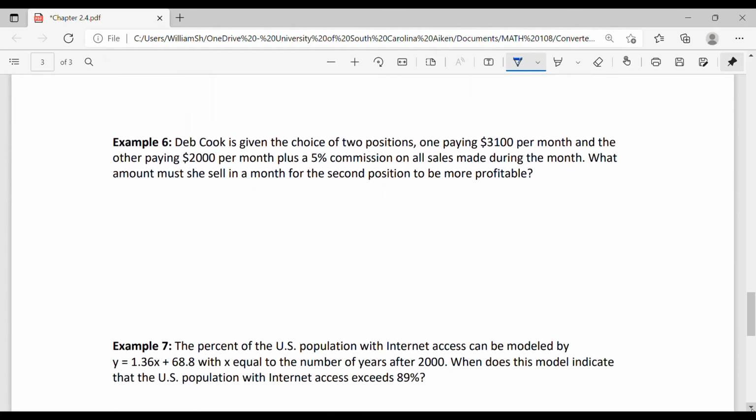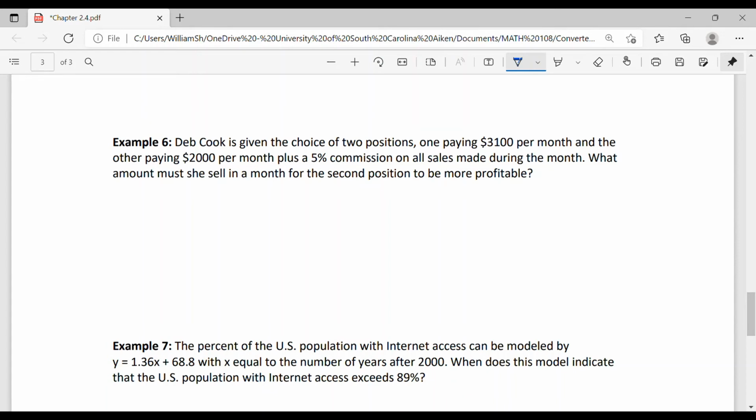Now let's look at some word problems here. Example 6 says Deb Cook is given the choice of two positions, one paying $3,100 per month and the other paying $2,000 per month, plus a 5% commission on all sales made during the month. What amount must she sell in a month for the second position to be more profitable?